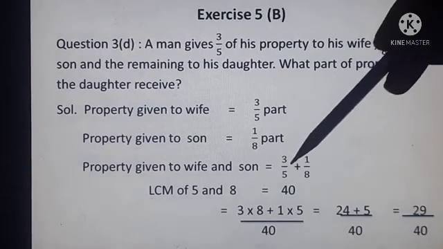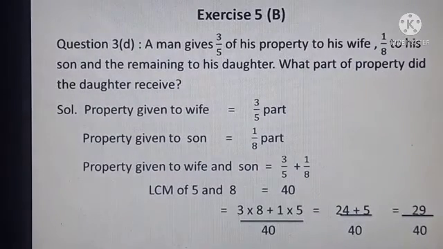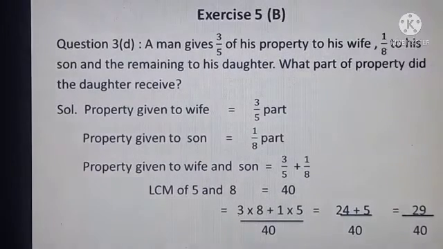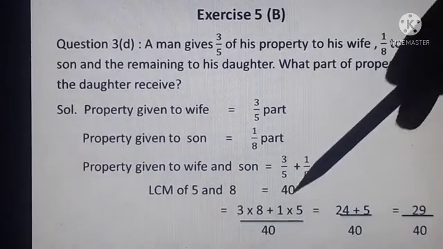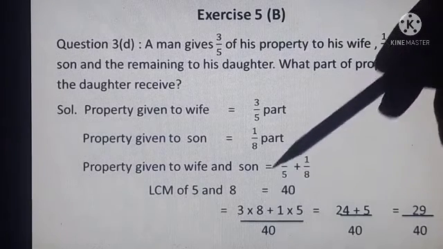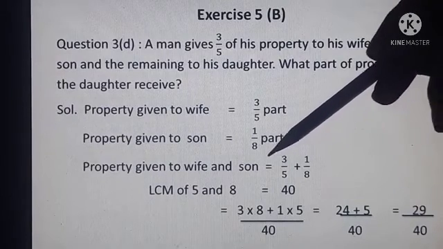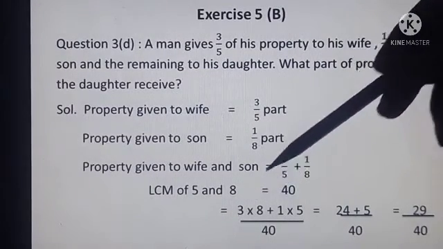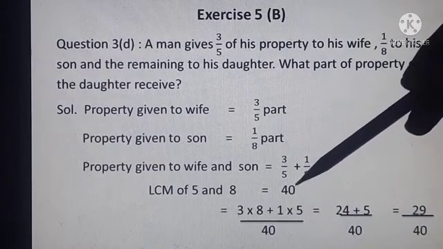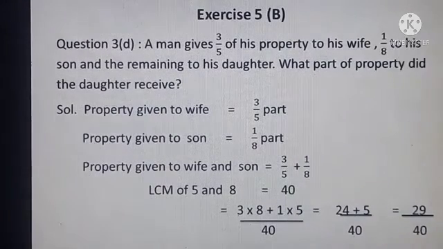Right. Now the denominators are 5 and 8. LCM of 5 and 8 is 40. Okay, 5 and 8, so product will be there. 5 8s are 40. Now denominator is 40. 40 divided by 5, you will get your answer 8. 8 will be multiplied with 3. Okay. Numerator will be multiplied with the quotient, which we will get after division of the denominator, and division of this LCM with this denominator.